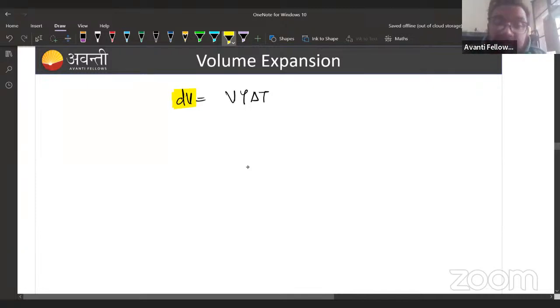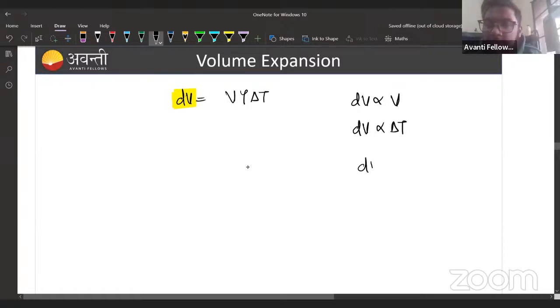So that change in volume will be proportional to two things. First is the original volume. If it has originally greater volume, then the change in volume will be greater, right? If this bottle was a smaller one, then the change in volume will also be small. Now, this is also proportional to the change in temperature. If I'm increasing the temperature more, then the change in volume will be greater, right?